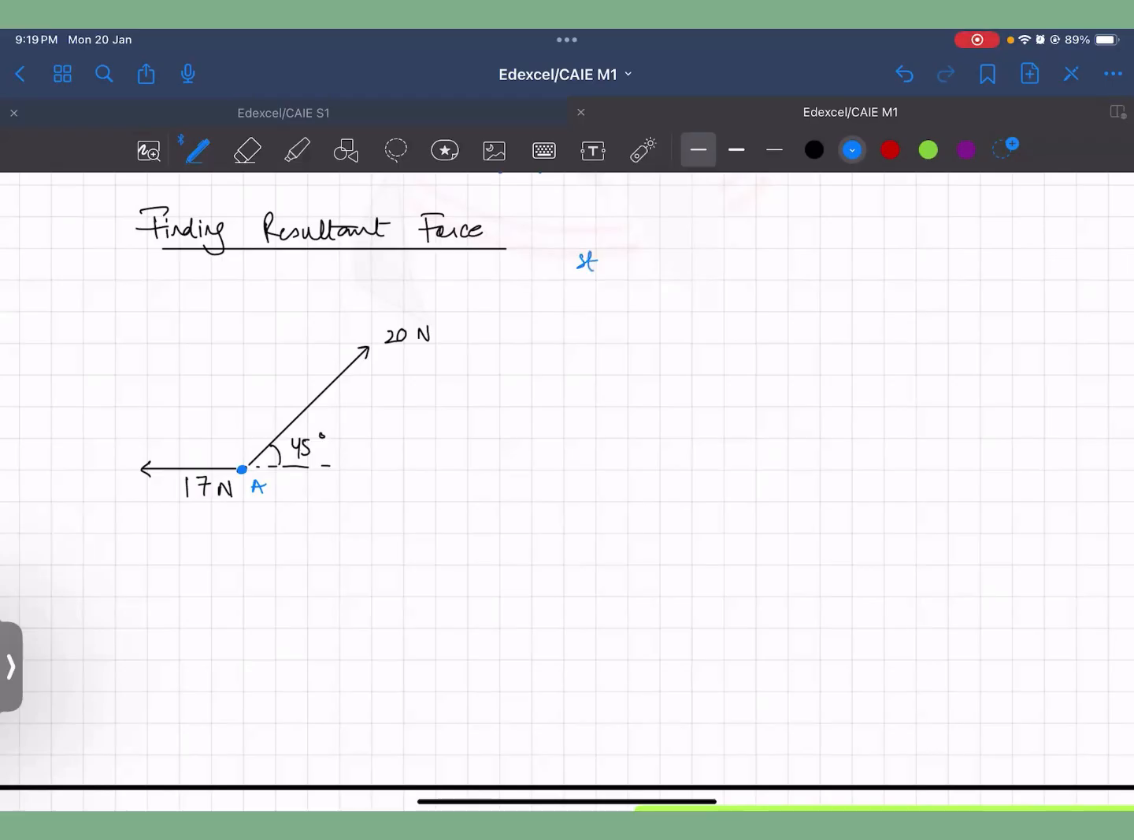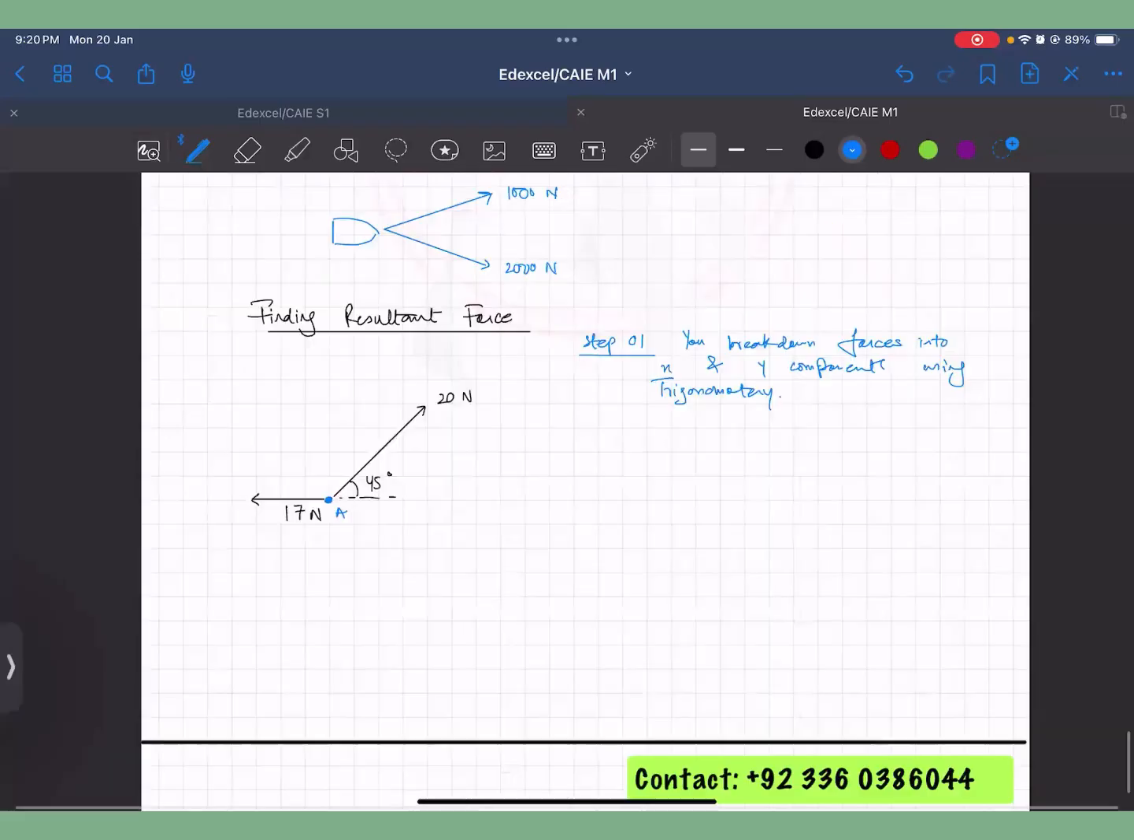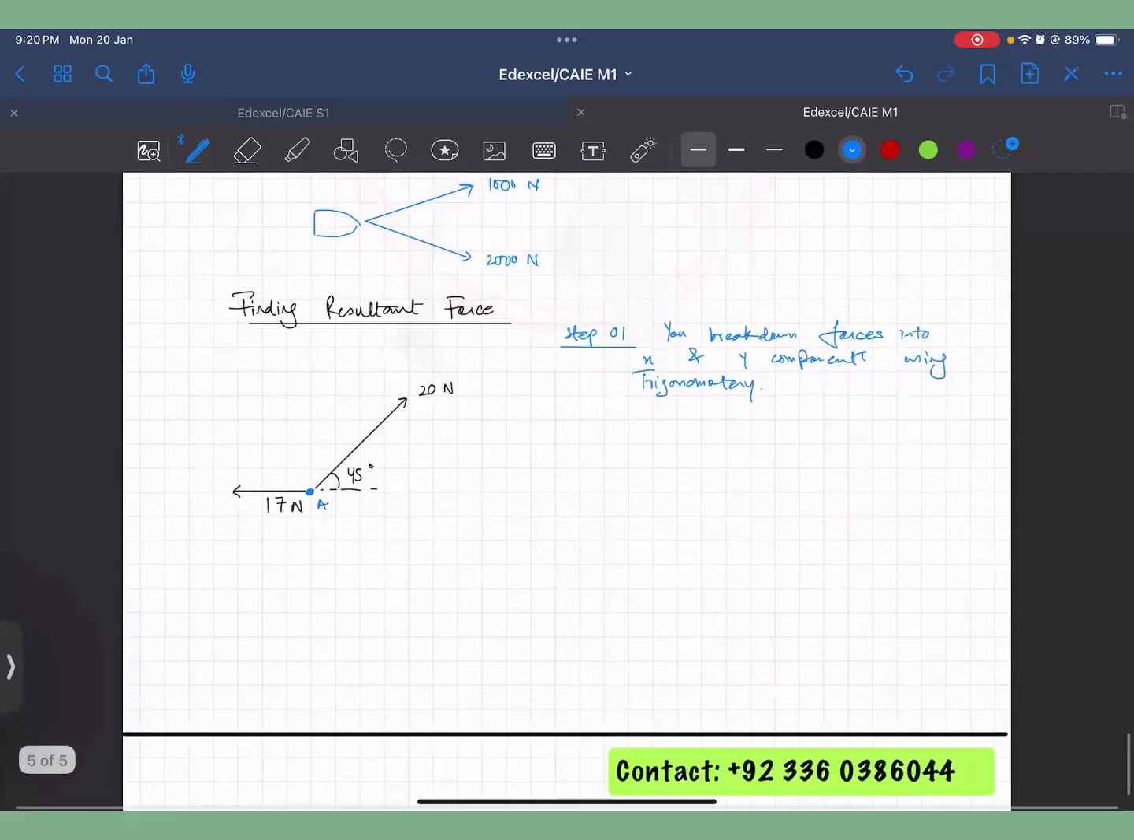So step one, you break down the forces into X and Y components using trigonometry. Simple SOHCAHTOA. You will see how. Now, this thing I'll have to explain first of all. Then we'll move on to the next thing.